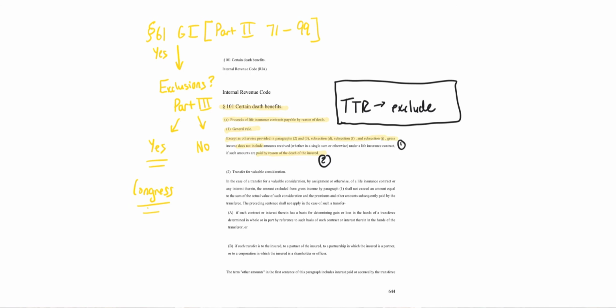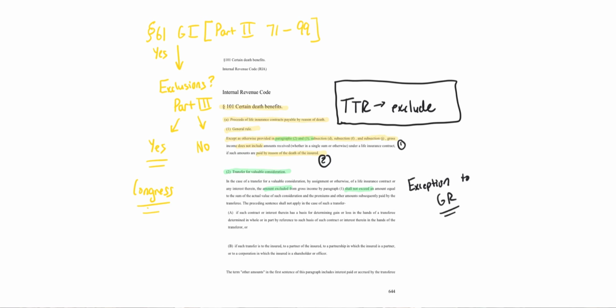Well, this is an exception to the general rule. We specifically saw, let's change up the highlighter, except as otherwise provided in paragraphs 2 and 3. So now we're in paragraph 2. Okay? It says that the amount excluded shall not exceed. So it's providing kind of like a limitation. So in a way, this is an exception to the general rule. So this is indeed an exception to the general rule. All right?